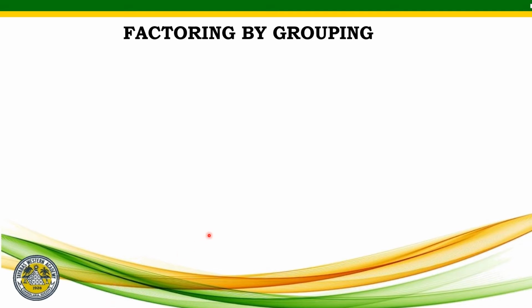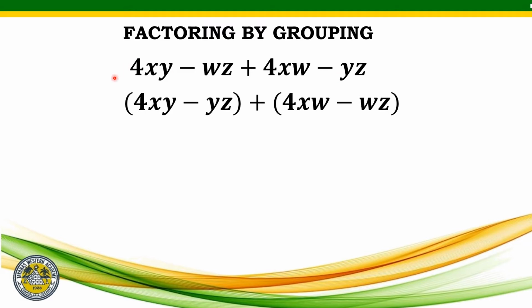Okay, for our next example, we have 4xy minus wz plus 4xw minus yz. So, ito yung example number 3 sa inyong libro. So, para mas madali yung ating pag-group or pag-factor by grouping, kapag ganito yung case natin, ang pipiliin natin isang positive. For example, 4xy, which is positive, ipa-partner natin siya dun sa may kaparehas niya, which is yz. Okay? So, ang magka-partner or magka-group is 4xy minus yz.